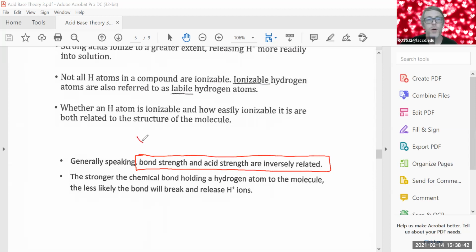So if you have the bond between some chemical X and H, and that's the bond you want to break, this bond strength is proportional to 1 over acidity, because the stronger it is, the harder it is to break, and the less of it will break. Conversely, if you want a weak bond, you want a highly polar bond, right?